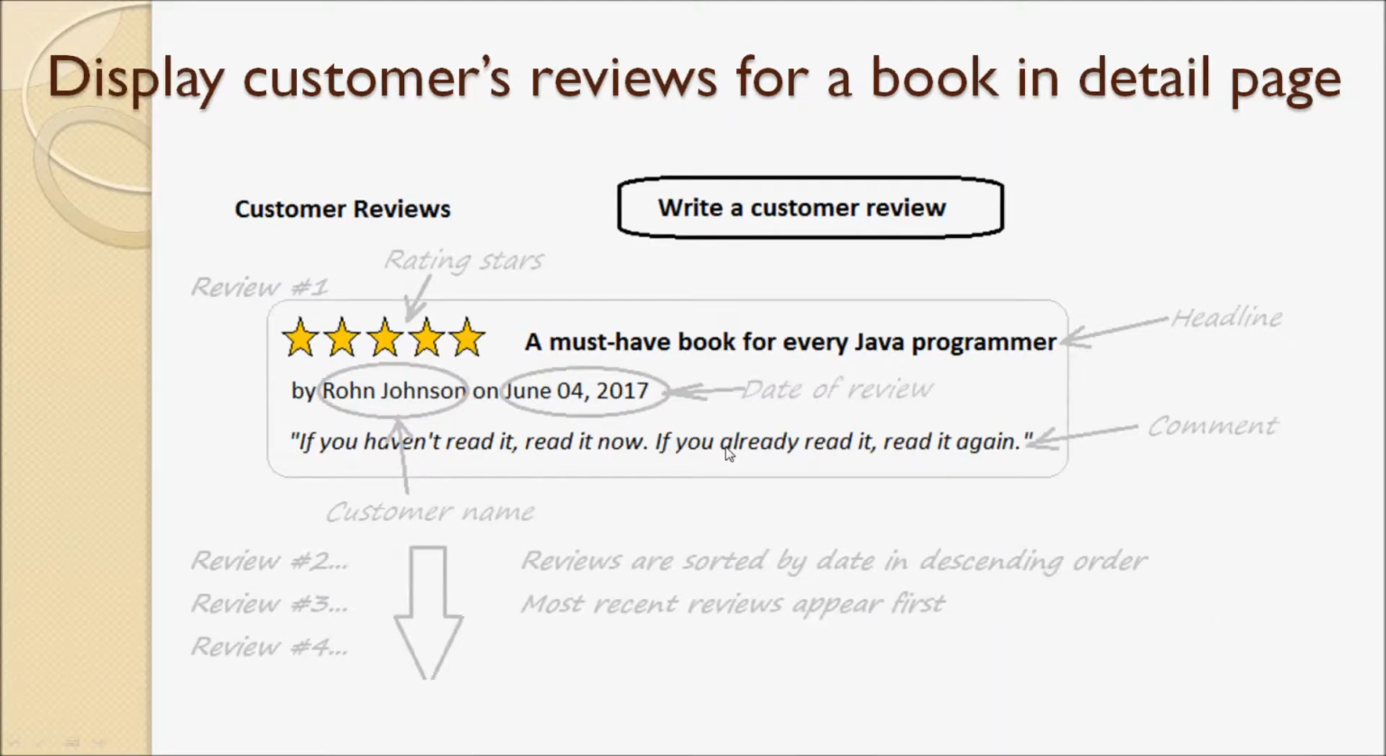And let's take a closer look at the customers reviews section for a book. You see, each review made by the customer looks like this. There are rating stars appearing at the top left corner like this, and next to it is a headline of the review. And on the next line, we display the customer name followed by the date on which he or she wrote the review. And finally, the comment, the main content of the review.